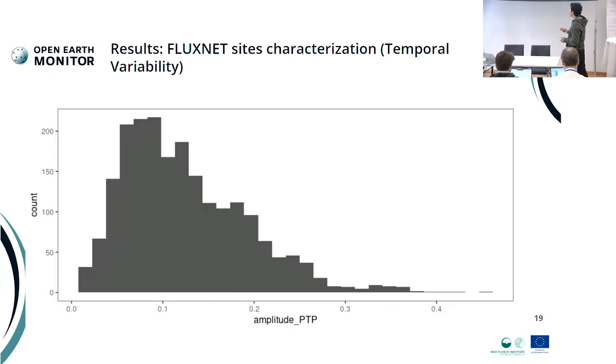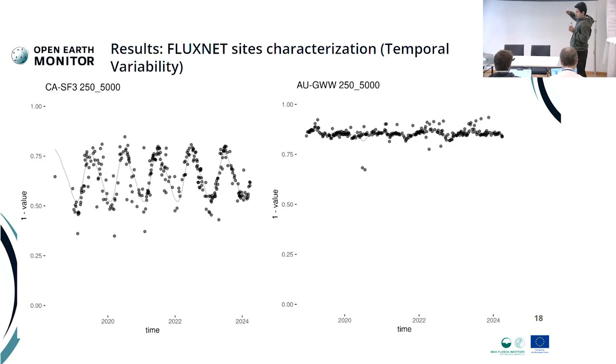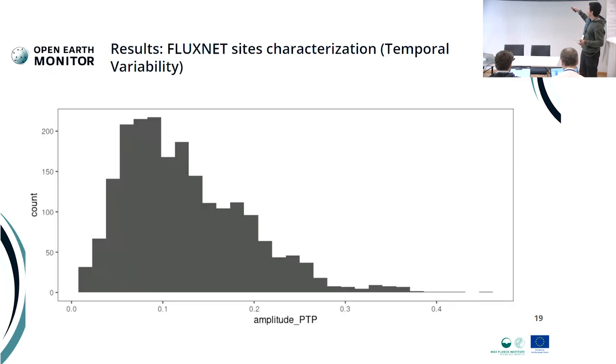Then, to summarize all the information, we compute what is called the peak to peak, the amplitude of the signal. That is basically the peak in the valley plus the peak at the top. And we compute the distances for all the sites. Then we have that most of the sites have amplitude peak to peak between 0.5% and 15%. That means that we can expect a temporal variability between 5% and 15% for each site.